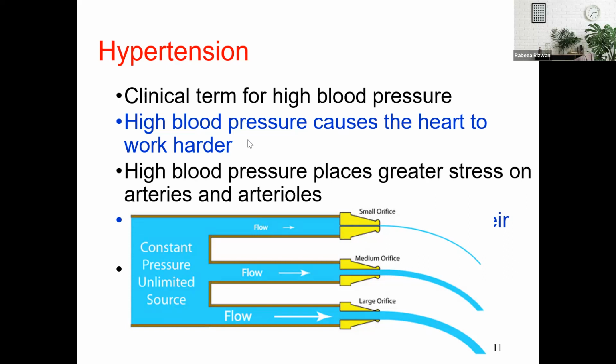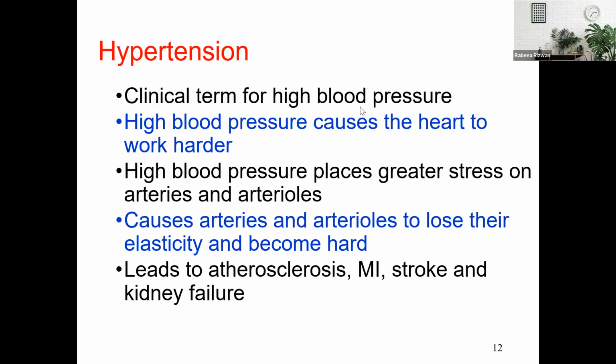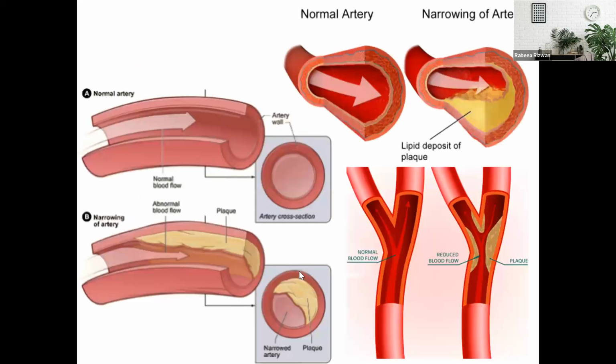High blood pressure causes the heart to work harder. Why? Because of the obstruction in the arteries, which places a greater stress on the arteries, making them work harder. Sometimes they stop working, or the heart becomes hypertrophic, increasing in size to manage its function. And if hypertension is not treated, managed or prevented, it can lead to further worsening of cardiac ailments. It can lead to myocardial infarction, stroke, atherosclerosis, or kidney failure.